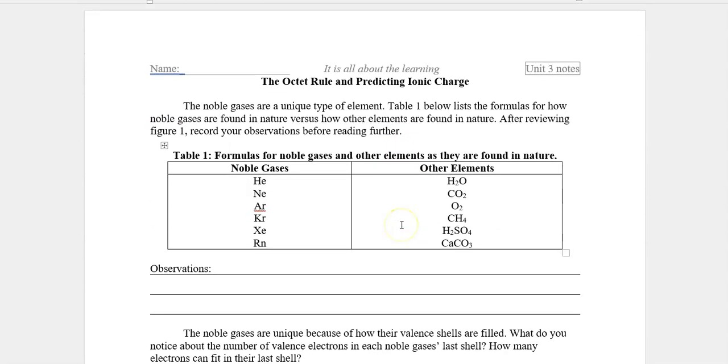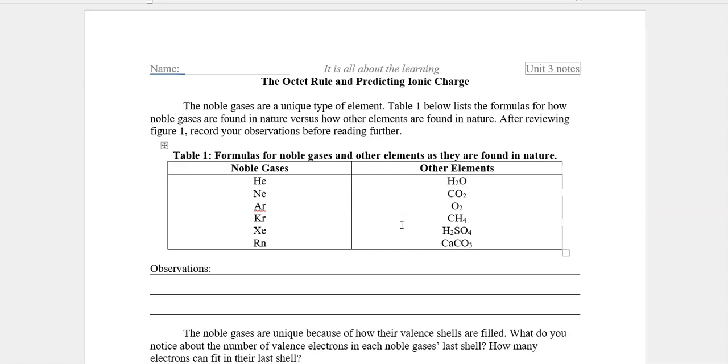Let's get right into it. Let's learn about something called the octet rule and ionic charge. The noble gases, remember that's group 8 or 18, depending on how you count, are a unique type of element. Table 1 below lists the formulas for how noble gases are found in nature versus how other elements are found in nature. After reviewing Figure 1, record your observations before reading further. Go ahead, take some time on your own.